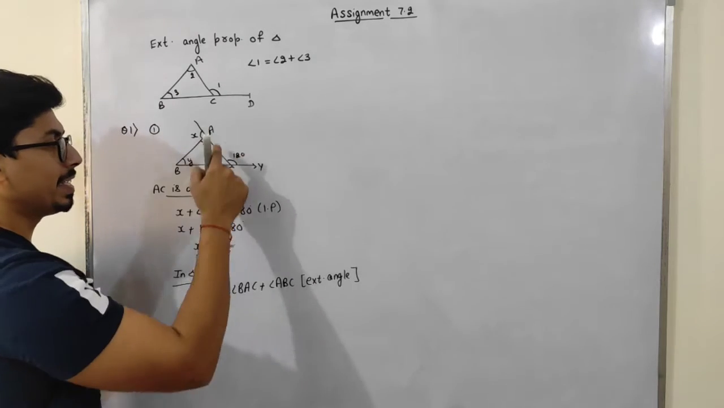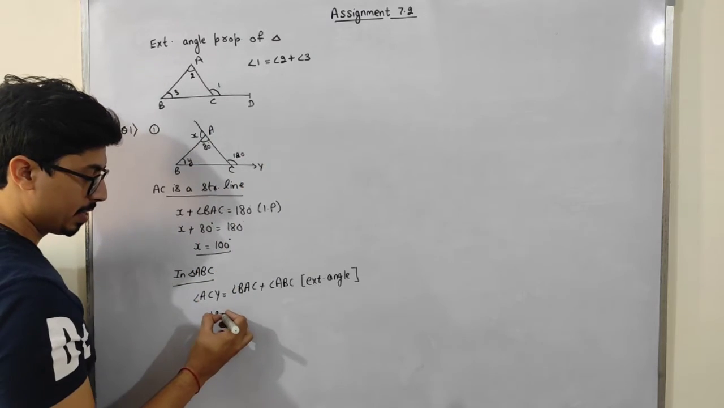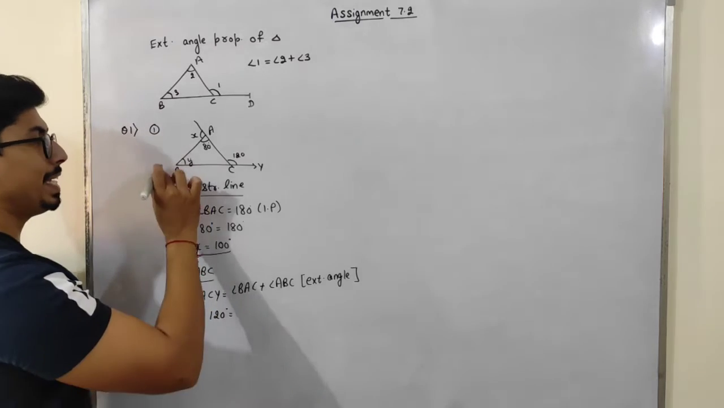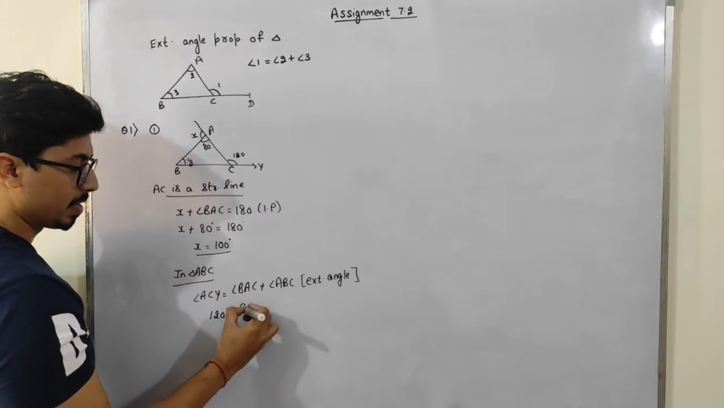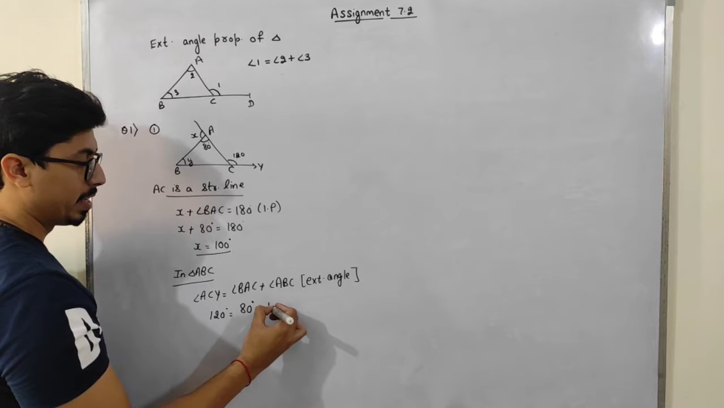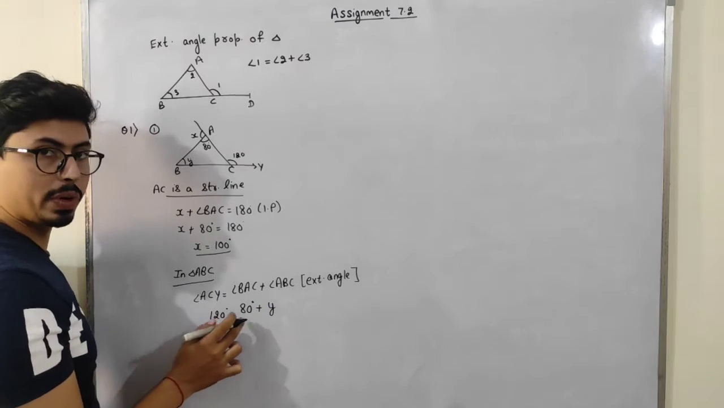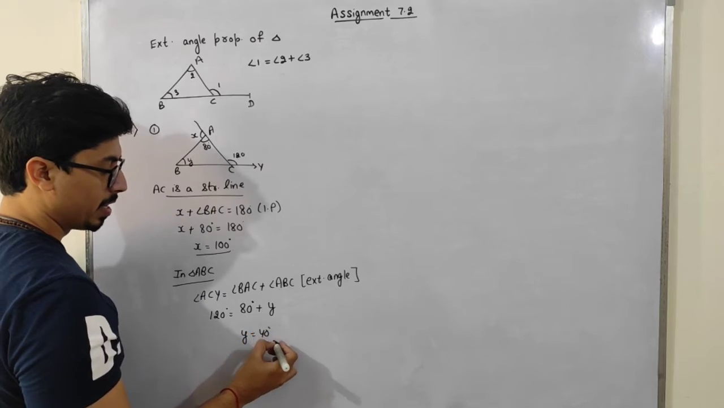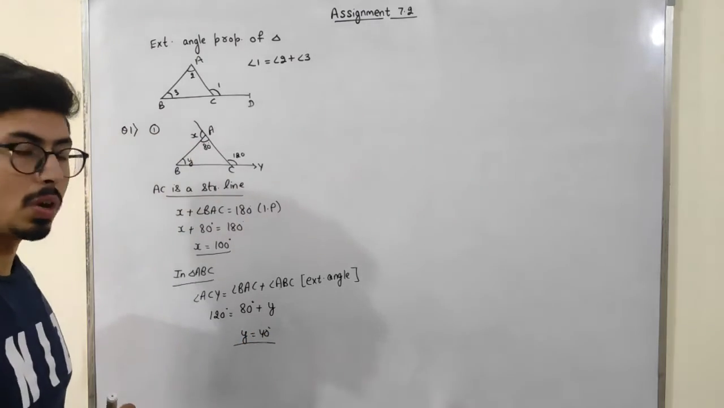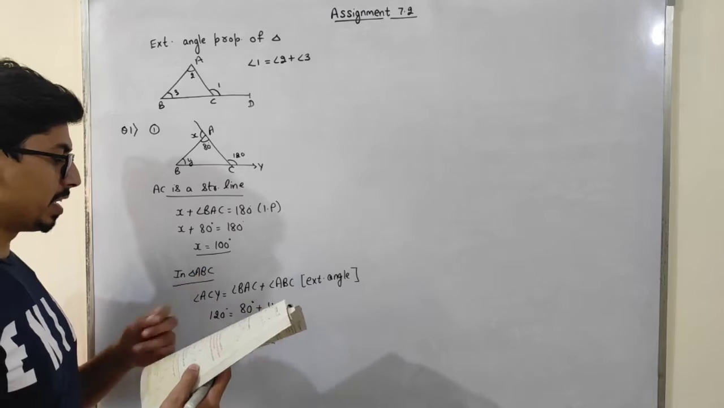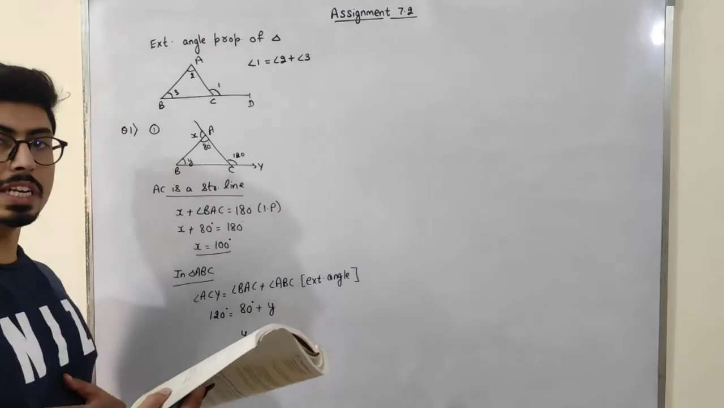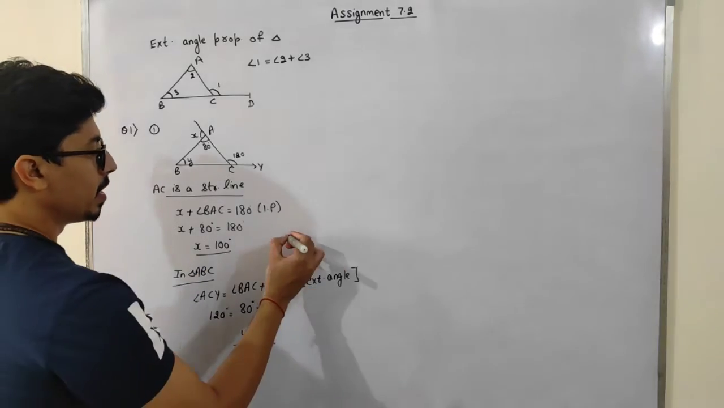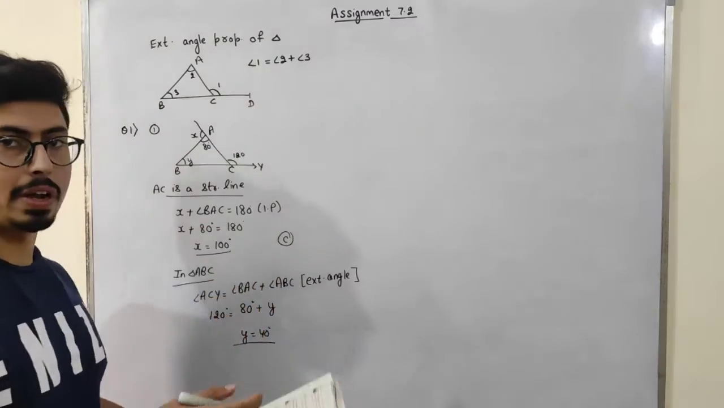See, ACY, this is 120 degrees. BAC, this is 80 degrees. And this is Y. So Y is equal to 120 minus 80. Therefore, Y is equal to 40 degrees, and this is my required answer. So X is 100 and Y is 40, so 140, that is part number C. Part number C is our required answer.